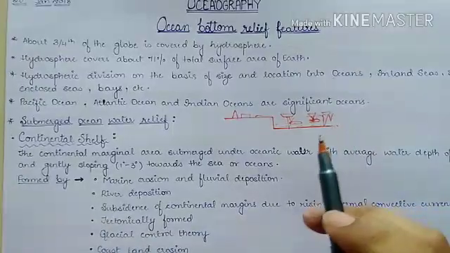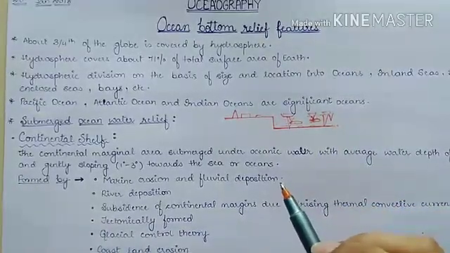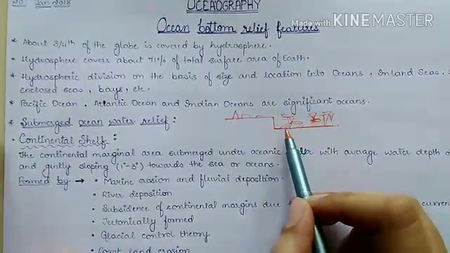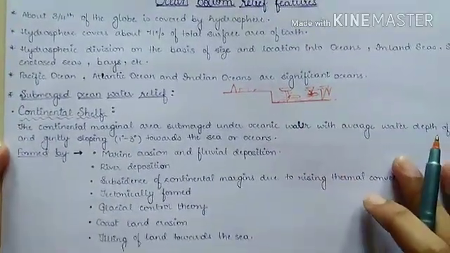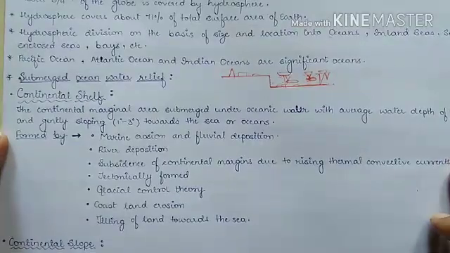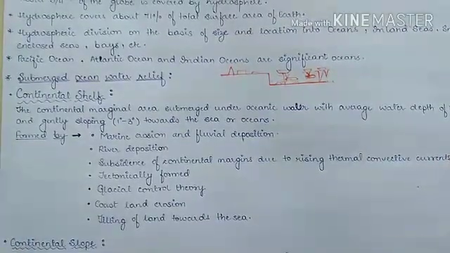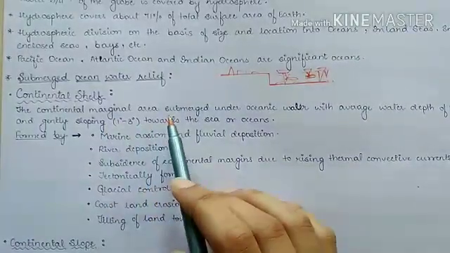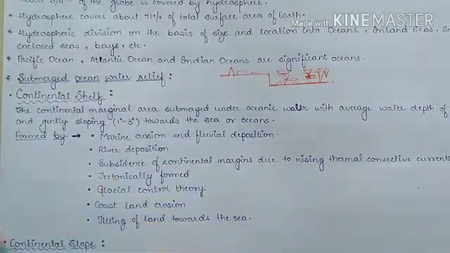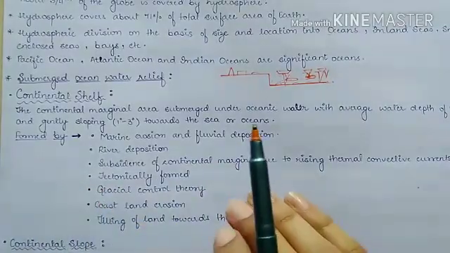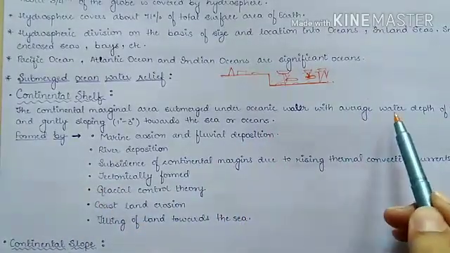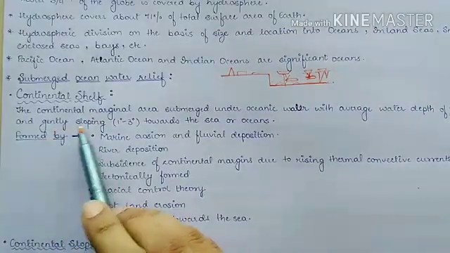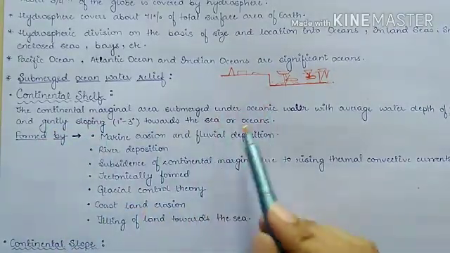Now we will look into submerged oceanic relief features. What exact relief features do we have in the oceans? The first and foremost relief feature will be the continental shelf. See, we have the continental marginal area that is submerged under the oceanic water with an average depth of 100 fathom and gently sloping towards the sea or the ocean.